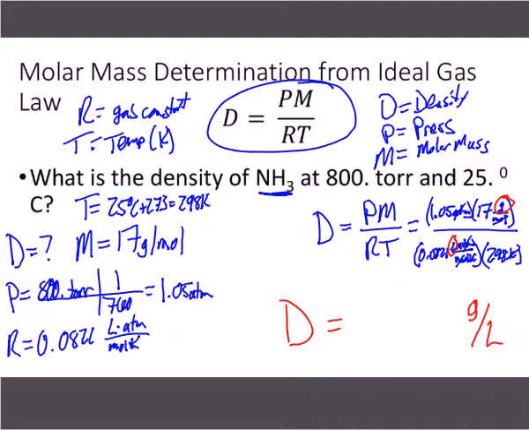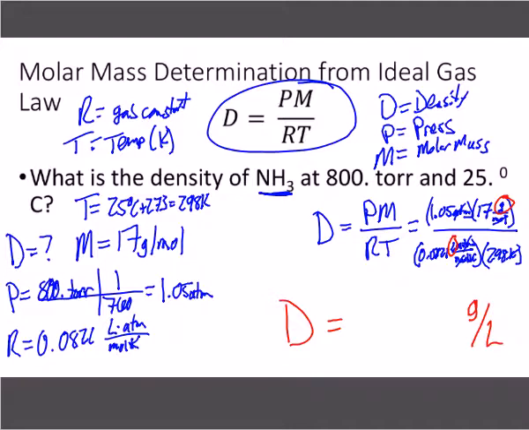Simplest way is to take 1.05 times 17. Then on your calculator, hit divide by 0.0821. Divide by 298. It's the least amount of keystrokes. If you do it, you will get the right answer every single time.